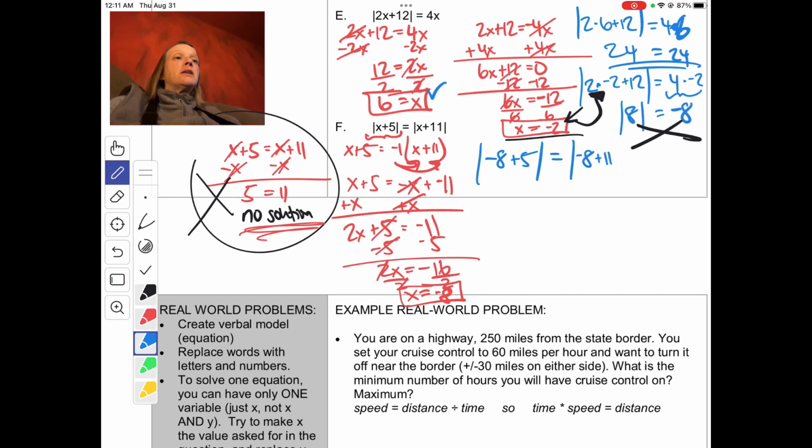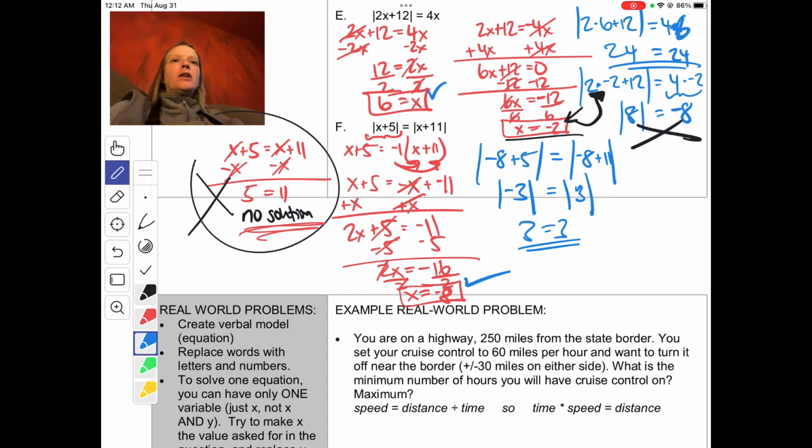-8 plus 11. And what I find is that -8 plus 5 is -3. And -8 plus 11 is +3. And the absolute value of -3 and the absolute value of +3 is in fact 3. So this is a valid solution to the equation.